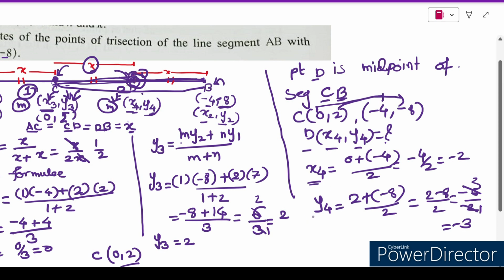Now we get the value of x4, that is -2, and the value of y4, that is -3. Here we get the coordinates of point D, and the coordinates of D are (-2, -3).